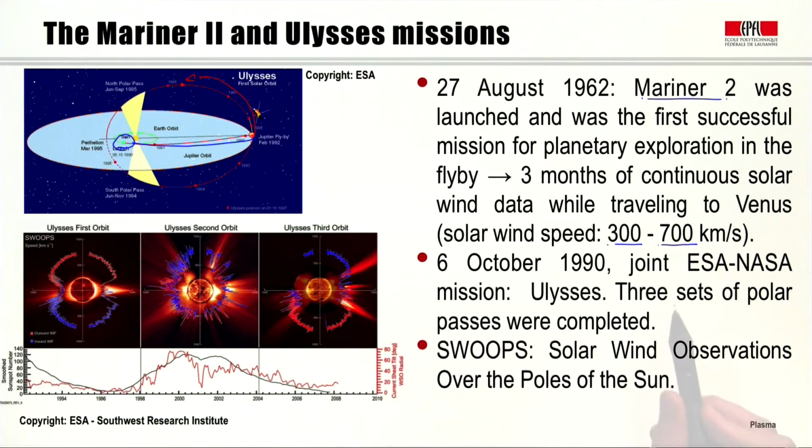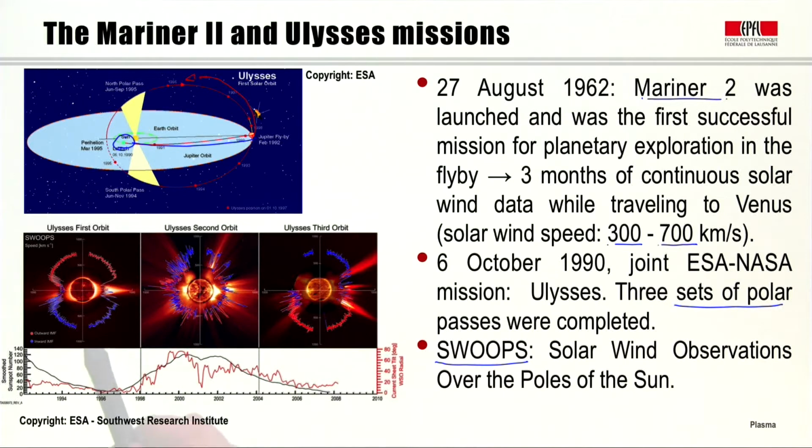Ulysses performed 3 sets of polar passes. The radial plots shown here show the solar wind speed combined data from all 3 of Ulysses' polar orbits of the Sun, each of which takes approximately 6 years to complete. Ulysses was equipped with an instrument called SWOOPS that stands for Solar Wind Observations over the Poles of the Sun. This instrument was designed to provide measurements of the solar wind speeds.